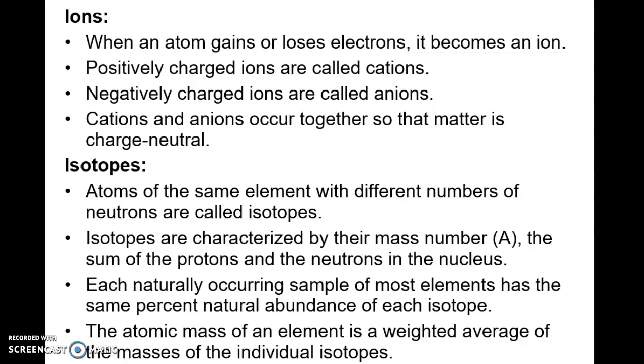For isotopes, atoms of the same element with different numbers of neutrons are called isotopes. Isotopes are characterized by their mass number, the sum of the protons and the neutrons in the nucleus. Each naturally occurring sample of most elements has the same percentage natural abundance of each isotope. The atomic mass of an element is a weighted average of the masses of the individual isotopes. So the atomic mass that you find on the periodic table might not be the mass of every single, say, sodium atom or chlorine atom, but it's an average mass.